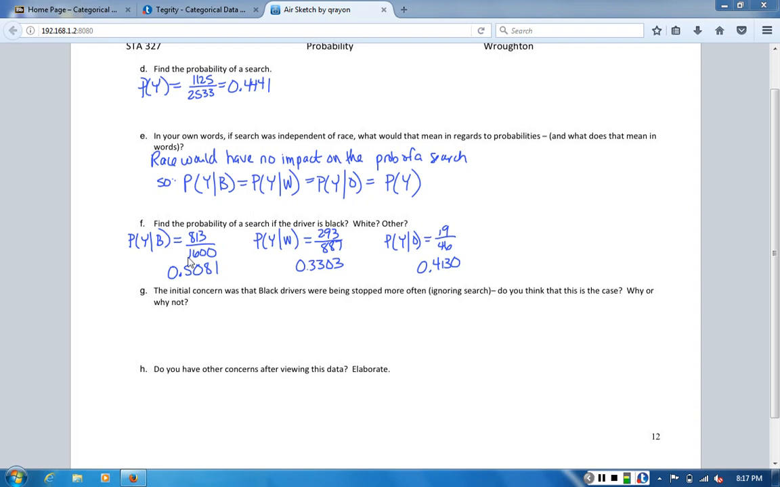Here I actually calculated that, so the bottom number is always just the total number of that race we had. So we had 1,600 people that were black sampled, 887 whites, and 46 that fell into an other category. And then on the top were the number of those in that row that were searched. So our probability of being searched if they were black was almost 51%. Being searched if you were white was about 33%. And being searched if you were other was about a 41% chance.